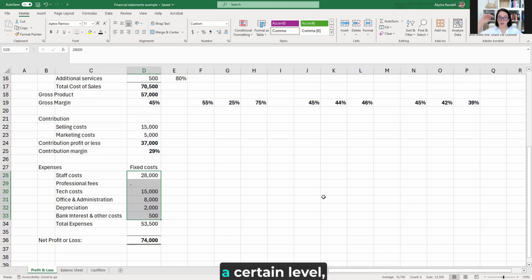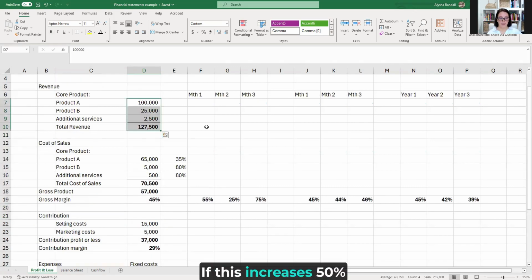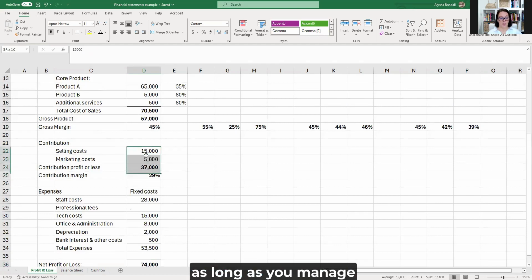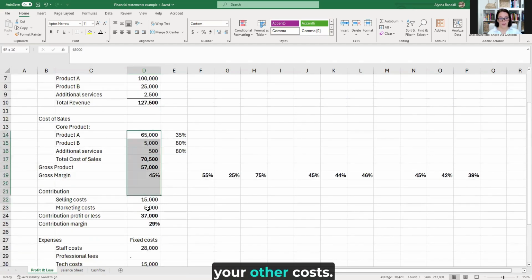And when you get to a certain level, keeping it at 5% is not out of control. And you may even want to reduce it. The reason for this is because then you become more profitable. If this increases 50% year on year, and this is increasing 5% year on year, then this becomes bigger and bigger and bigger, as long as you manage your other costs.